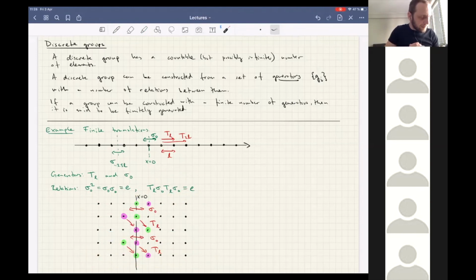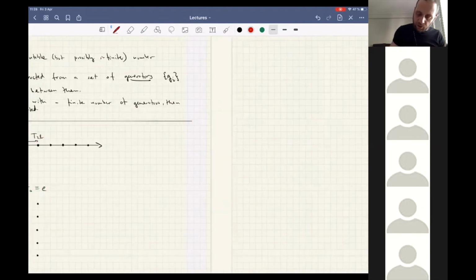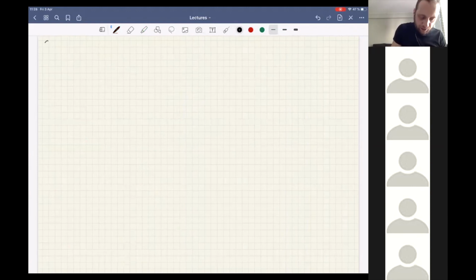Any questions on that? Okay, so that's about generating different discrete groups. We're going to see more examples later on. Just before we come to the examples, I want to discuss what are called Cayley tables.